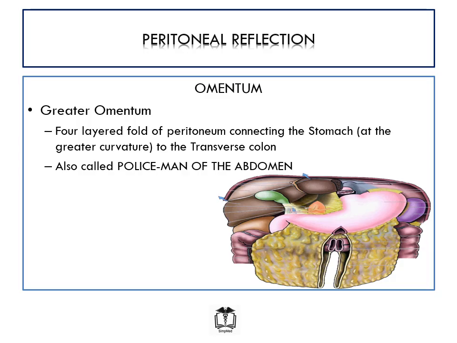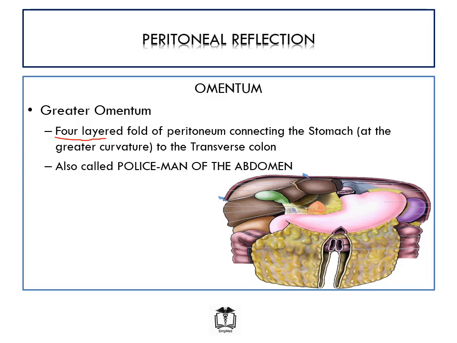The greater omentum, whereas, is a four-layered fold of peritoneum, emphasis on the four-layered, and is the part of the omentum that connects the stomach at the greater curvature to the transverse colon. It is also regarded as the policeman of the abdomen. Remember when I was talking about the fact that the peritoneum could be used as a site of storage and also function in terms of immunologic protection? What I was referring to the most was actually the greater omentum.